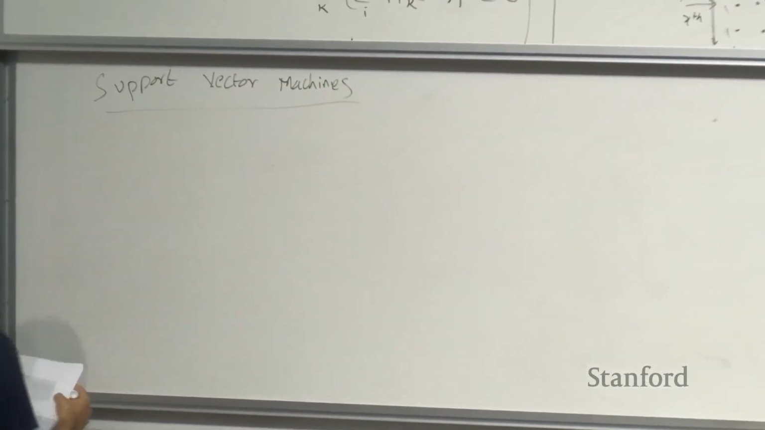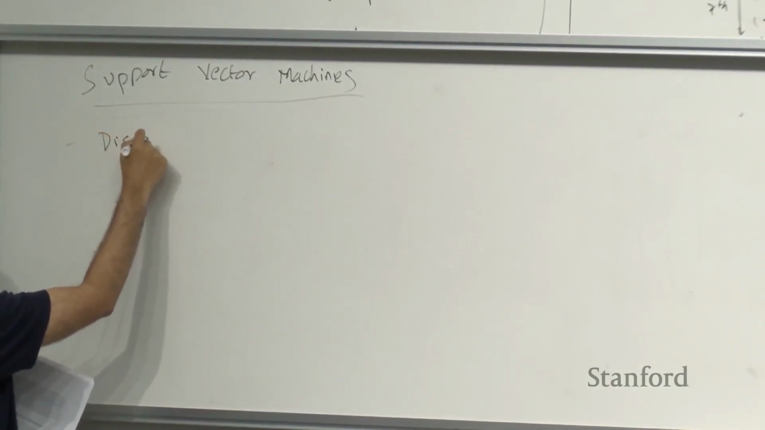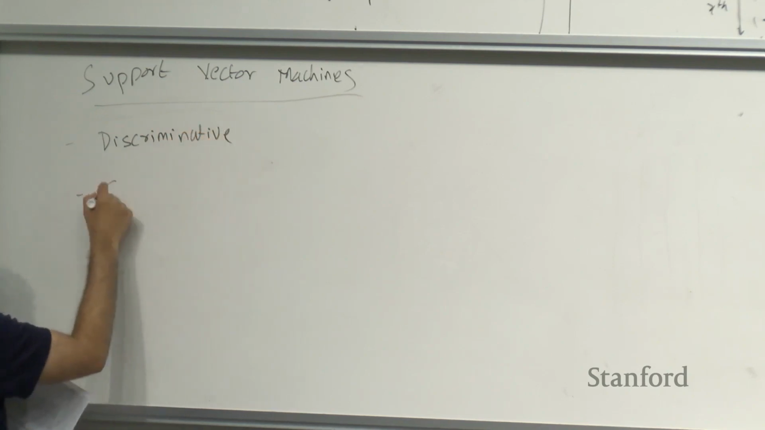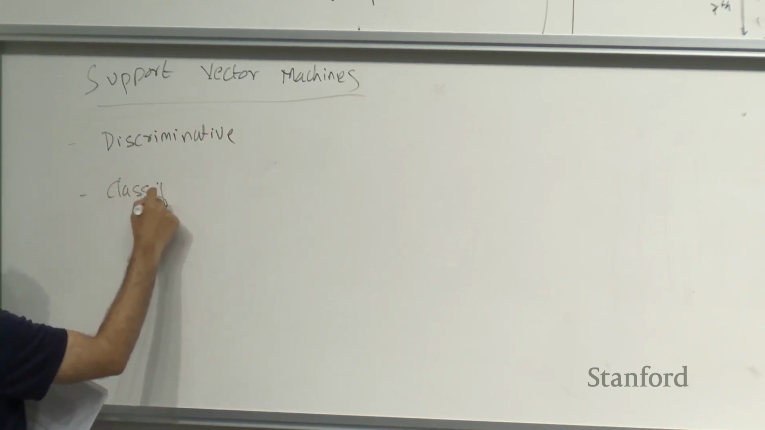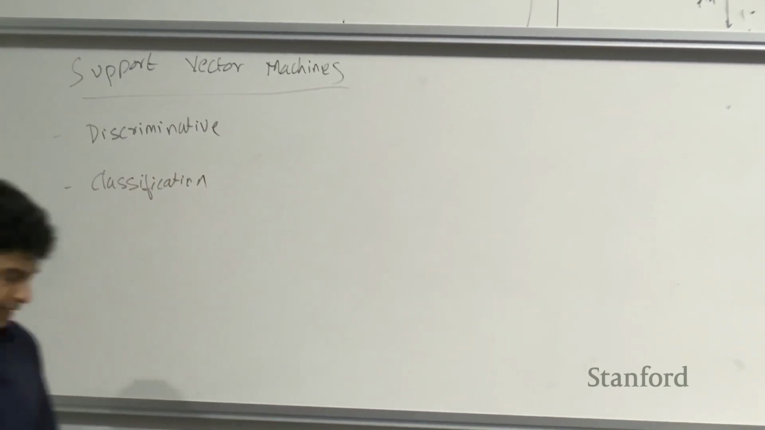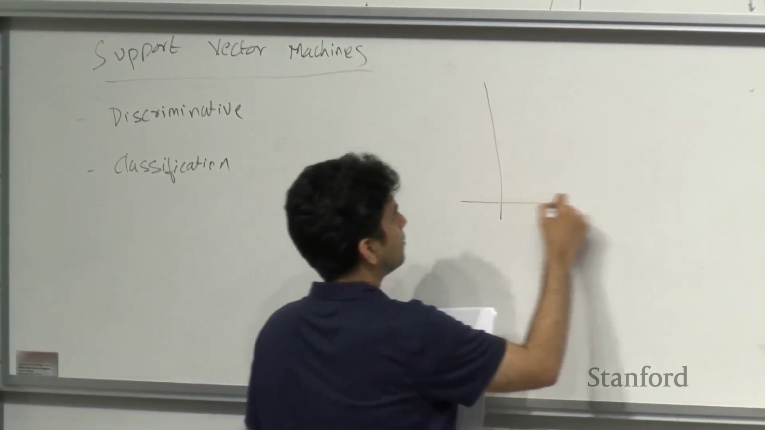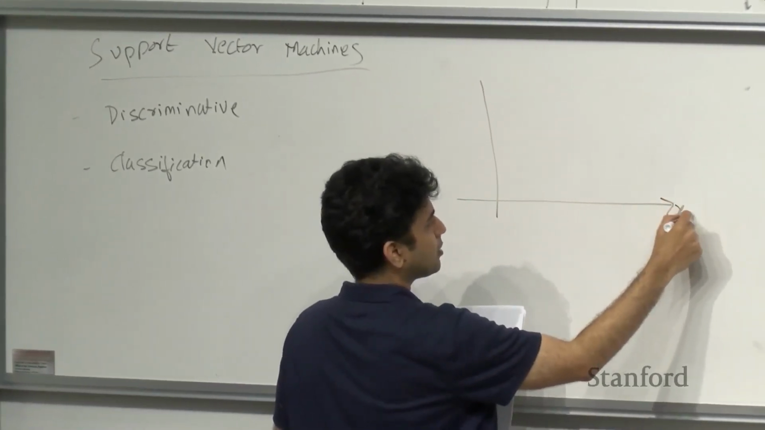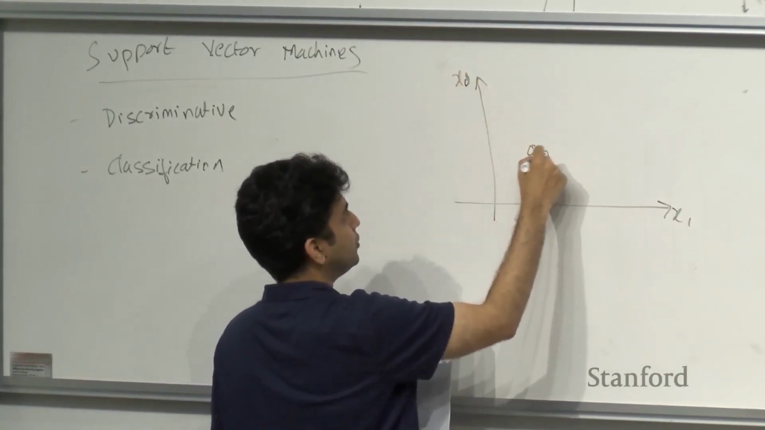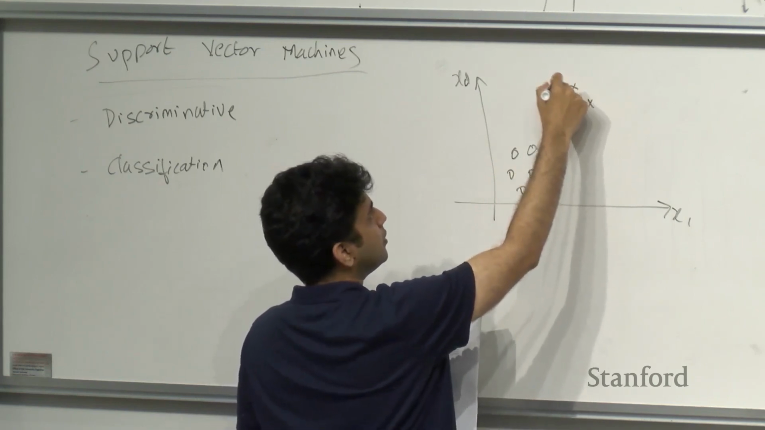So support vector machines is a discriminative classification algorithm. And the idea of support vector machines is, if you have some examples, x1 through xt, let's say you have a few examples here and a few examples here.